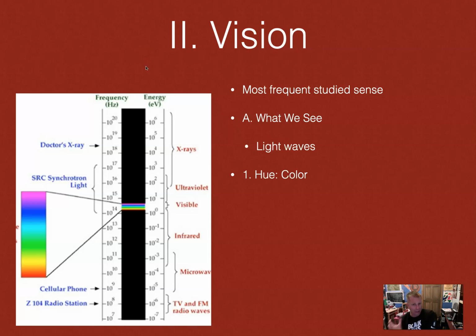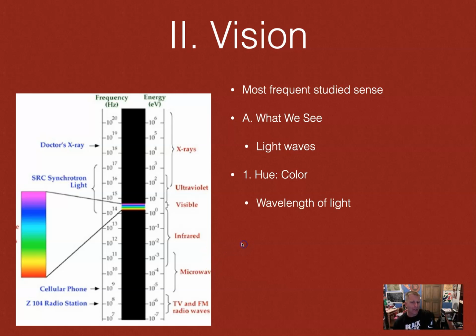Light waves. This is the electromagnetic spectrum, and we see this tiny little amount here, which is our Roy G. Biv, and then we don't see X-rays or ultraviolet or infrared or microwaves. Thankfully, radio waves, because they're everywhere.